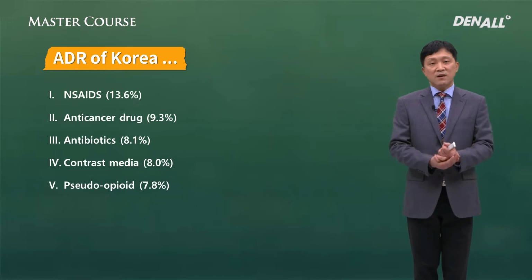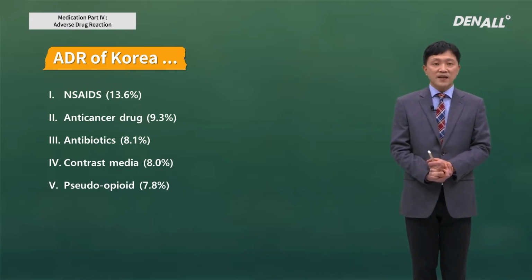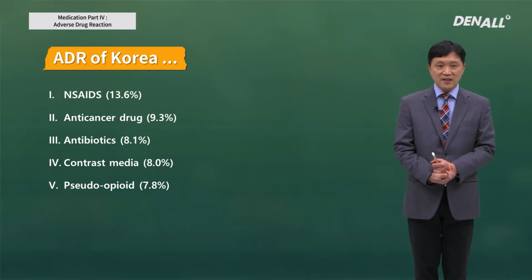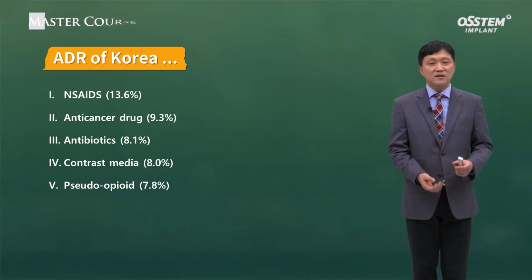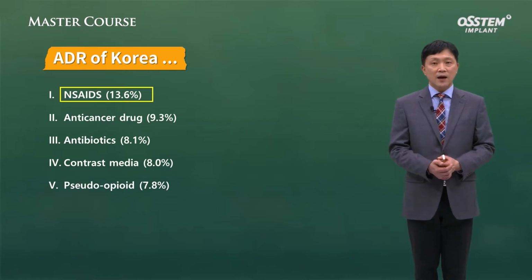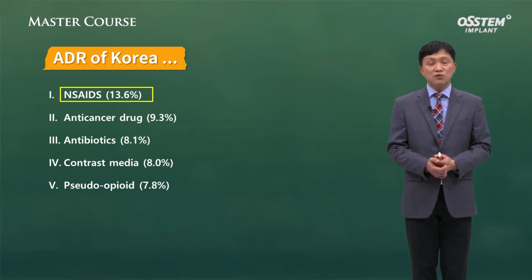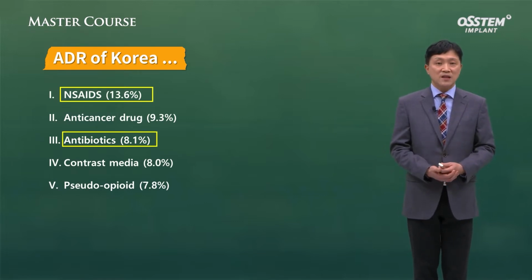What about ADRs in Korea? How are they classified? The first ADR type is NSAIDs, which is the most frequent one, followed by anti-cancer drugs, antibiotics, contrast media, and pseudo-opioids. So ADRs from NSAIDs is the biggest. NSAIDs are routinely used, and we need to look at ADR in terms of NSAIDs, followed by antibiotics.